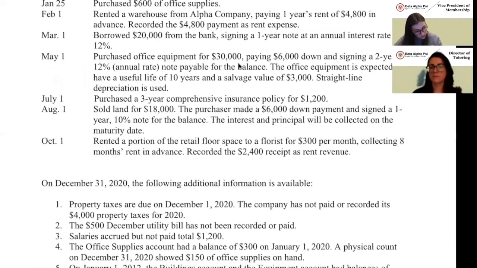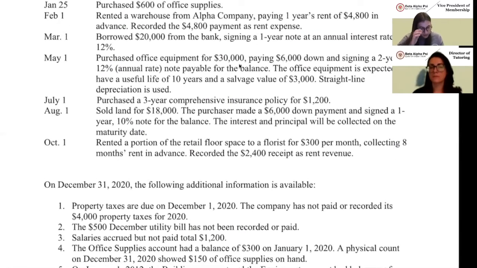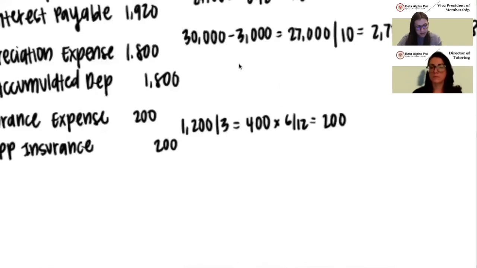Moving on to August 1st, sold land for $18,000. The purchaser made a $6,000 down payment and signed a 1-year 10% note for the balance. Interest and principal will be collected on the maturity date. So now we're the seller. We sold land. The adjusting journal entry has to do with the interest that we are owed. So let's calculate what that's going to be.